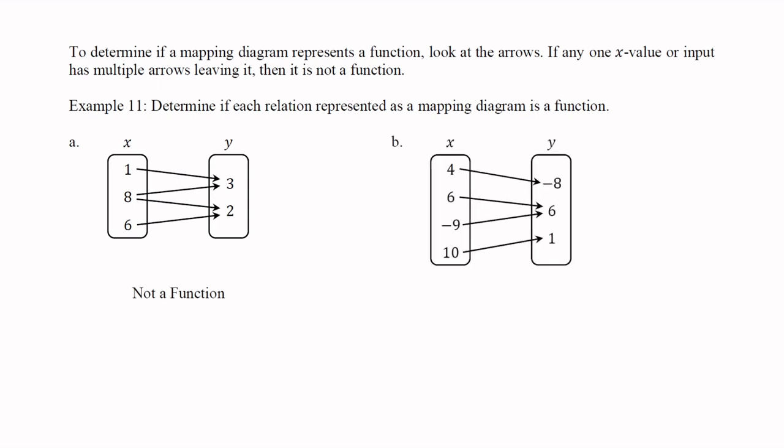And if we look at B here, every x value has only 1 arrow leaving it. So since every x value has only 1 arrow leaving it, then it is a function.